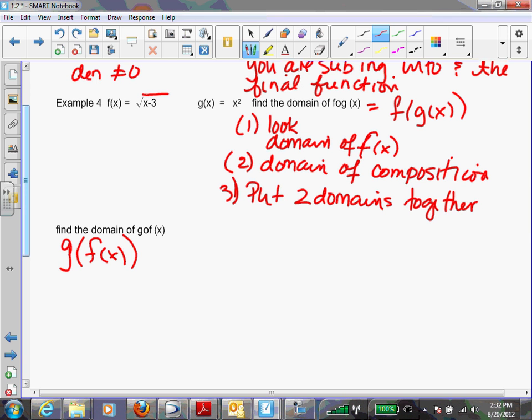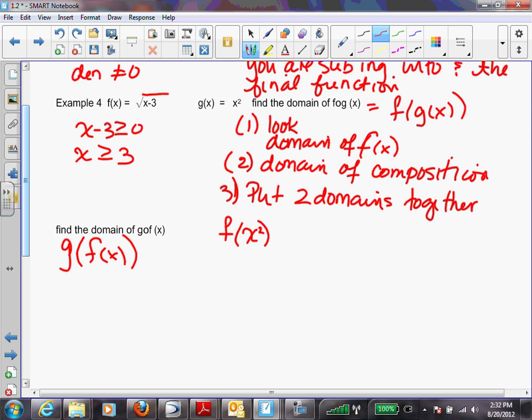Look at the domain of f of x, what's my domain of f of x have to be? You have to set it, right? X minus 3 is greater than or equal to 0. So this domain is that x is greater than or equal to 3. Would you agree? Okay? All right, now we're going to do this problem. That means into my f function, I'm putting x squared. That's what my f of g of x is, correct?